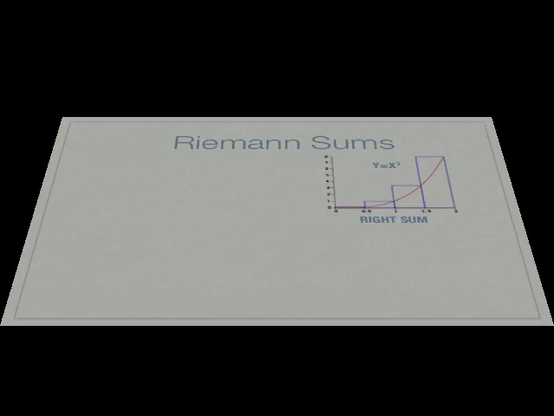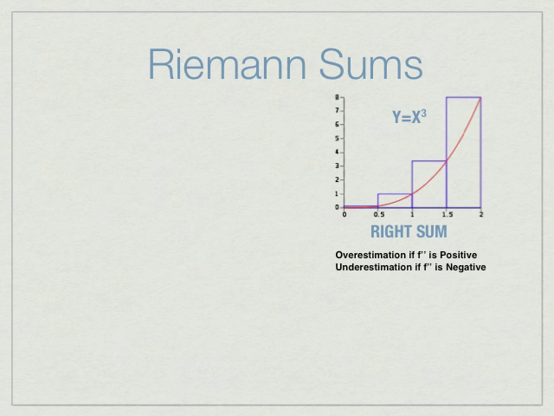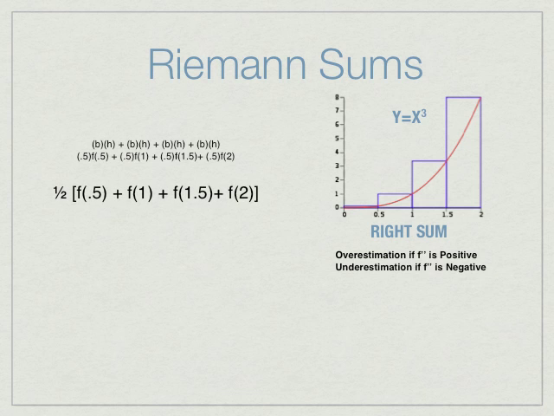Well, if we switch to a right sum, we need to know that it's an overestimation if f double prime is positive, and an underestimation if f double prime is negative. So it's an overestimation if it's concave up, and an underestimation if it's concave down. But essentially, we're doing the same exact kind of thing. We're using the same formulas for the rectangles. This time, our heights are just going to be the right sides of each of those rectangles. So f of 0.5, f of 1, f of 1.5, and f of 2. And here we're going to get an answer of 12.5 square units.